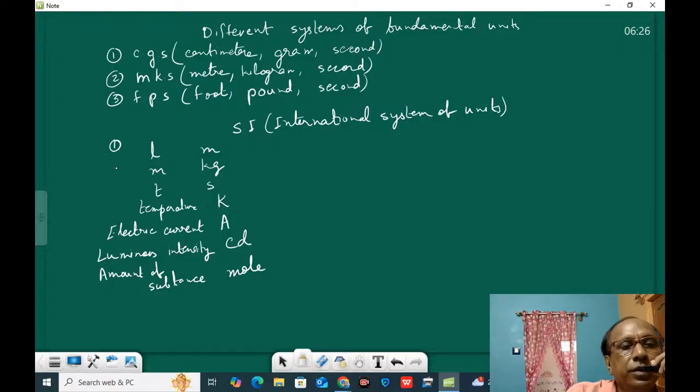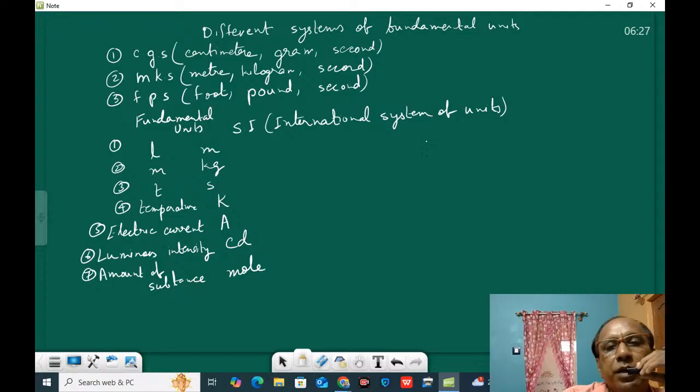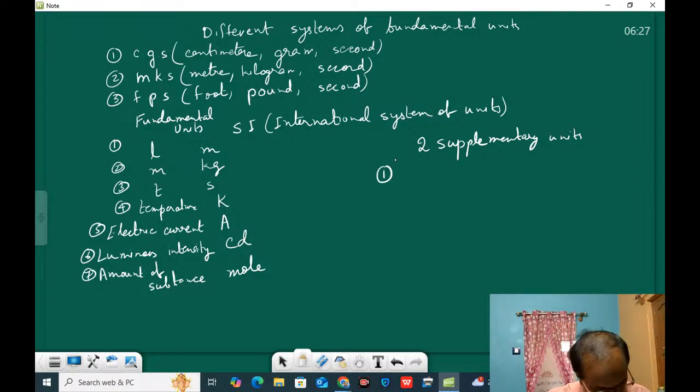Number one is length, this is mass, this is time, this is temperature, this is electric current, luminous intensity, and amount of substance. These are fundamental units. Besides that, we have supplementary units also. There are seven fundamental units in the SI system, and besides that, we have two supplementary units.